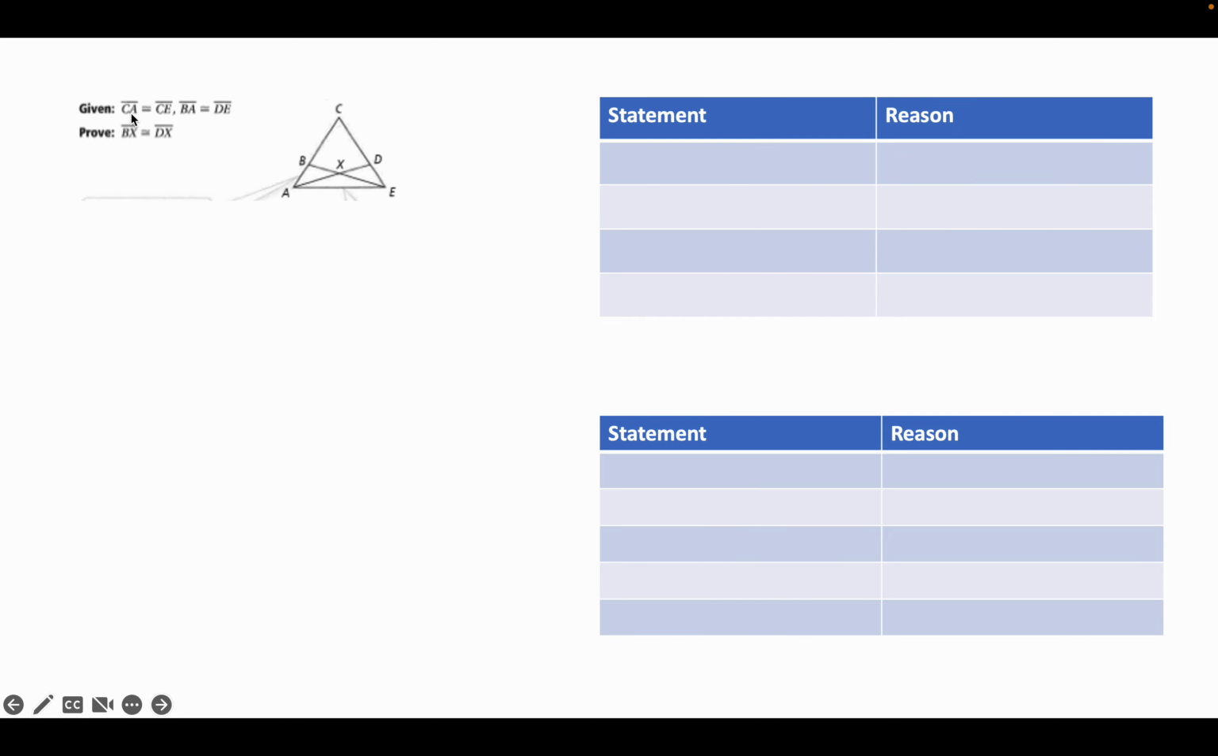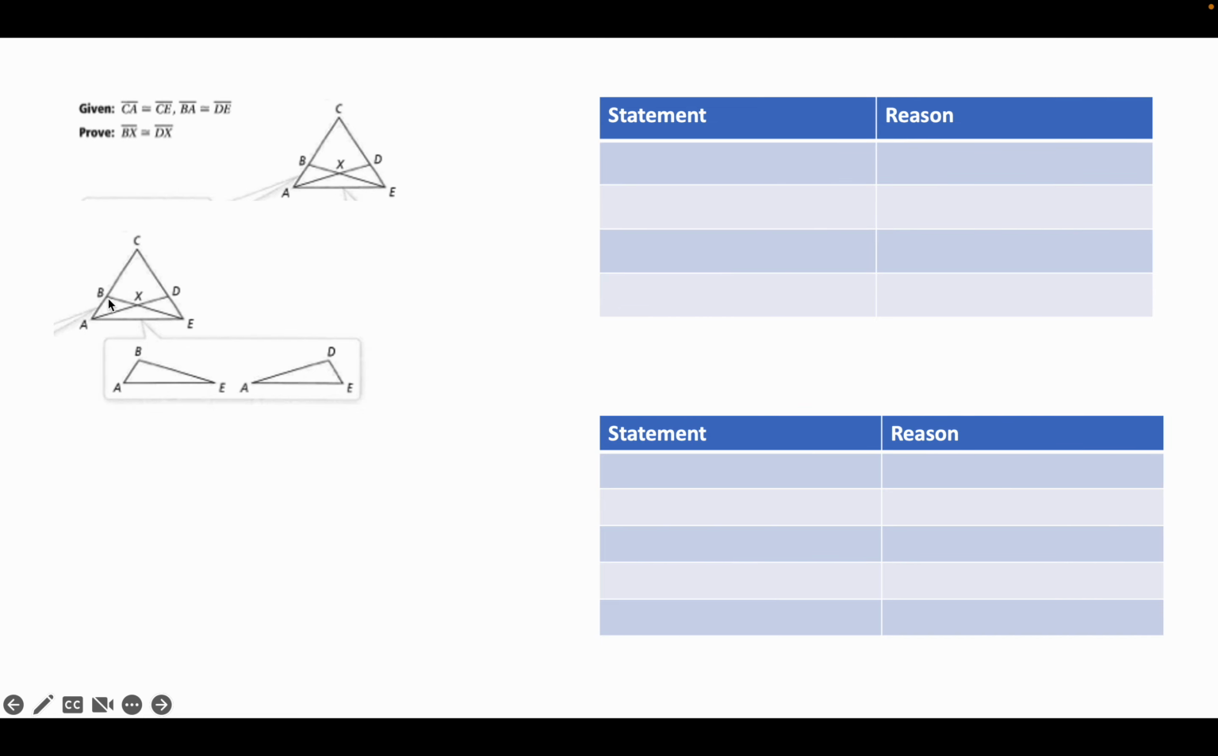So it says that CA is congruent to CE. Oh, it's isosceles, y'all. And then I have BA is congruent to DE. Oh, okay. I have some overlapping triangles, so let's figure out. I'm going to go ahead and just pop out a couple of triangles and see if that helps.